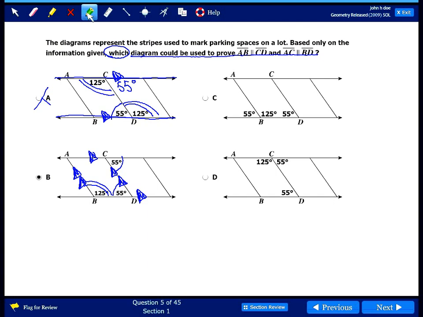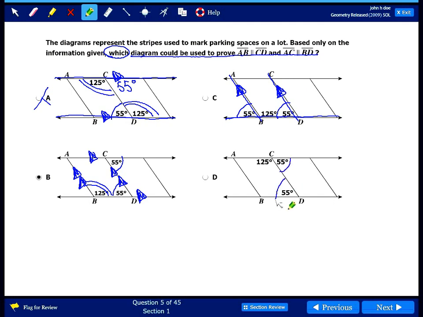Let's try the other ones though. What does this tell us? Well, 55 will tell us that we have these two lines parallel, AB and CD, but we don't have enough information to tell us anything about BD and AC.